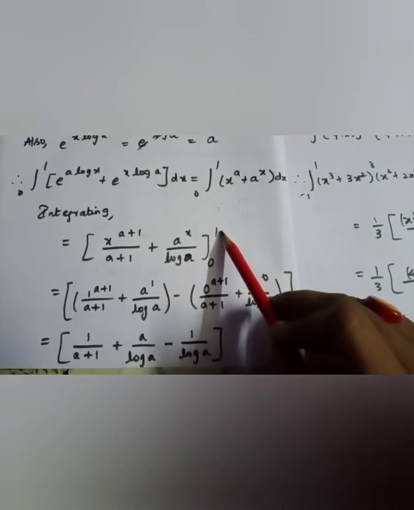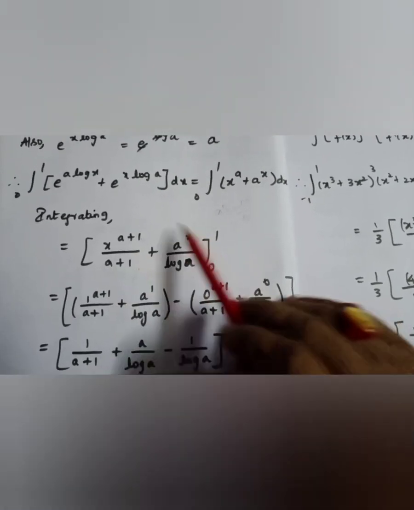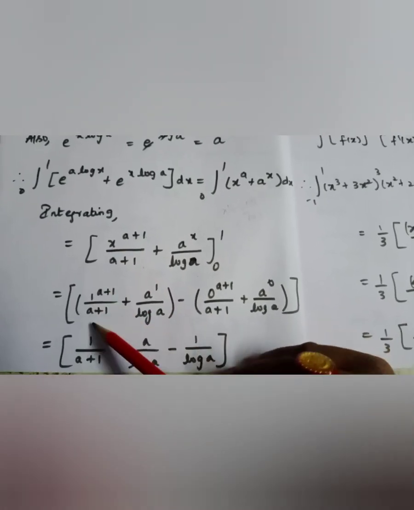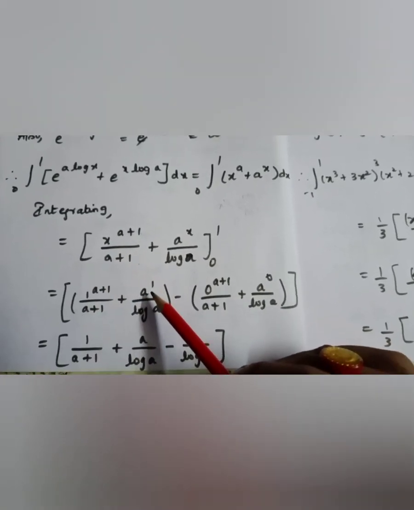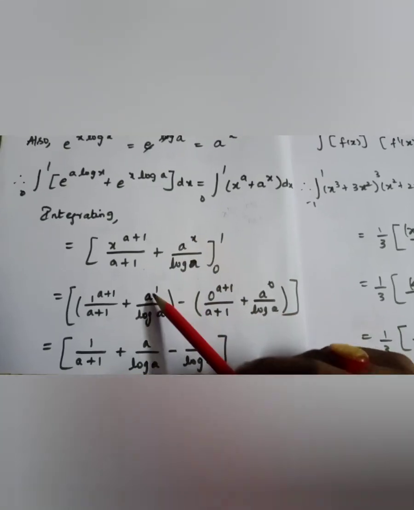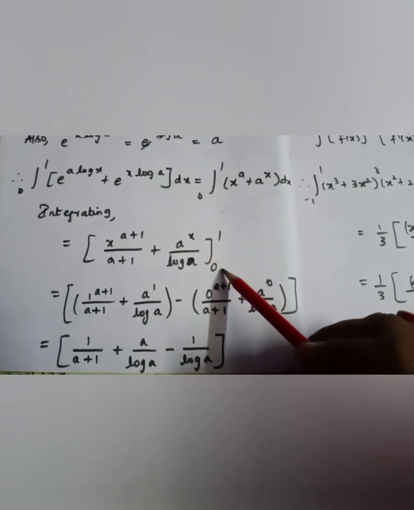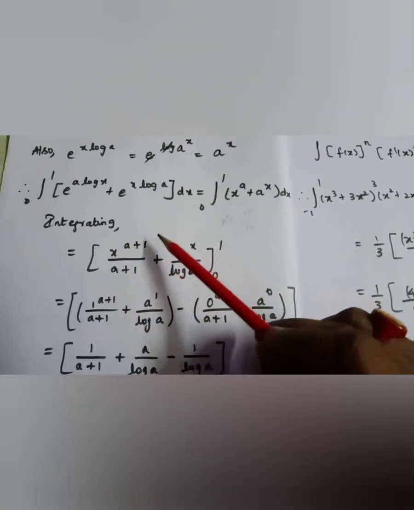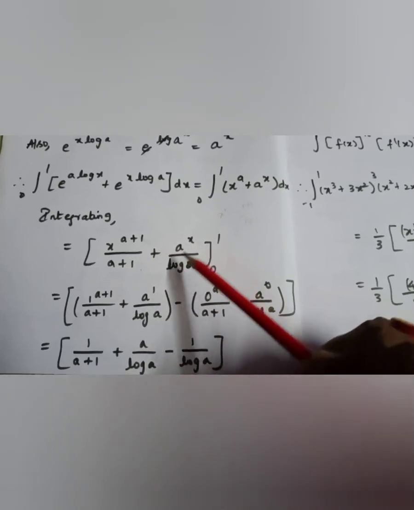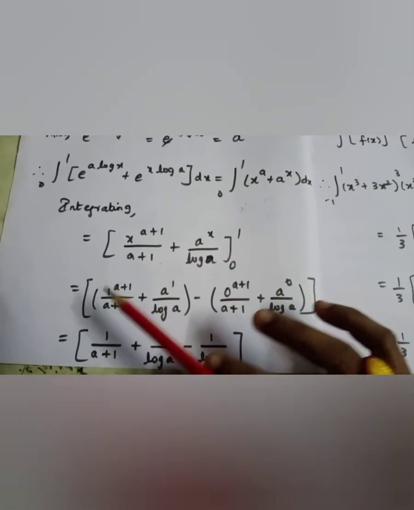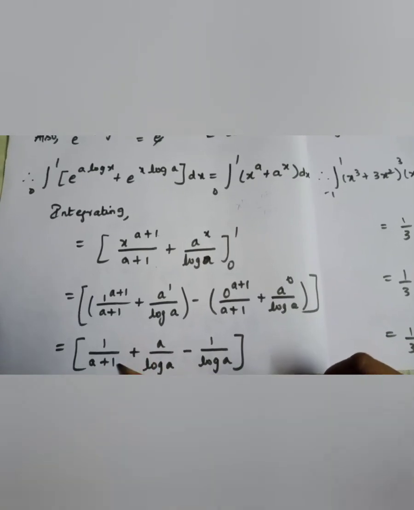The upper limit is 1. First apply 1 to the expression: 1 power a plus 1 by a plus 1, wherever x is there you have to apply 1, plus a power 1 divided by log a, minus, now the lower limit 0: 0 power a plus 1 by a plus 1 plus a power 0 by log a. Now 1 power anything is going to be 1. So 1 by a plus 1.